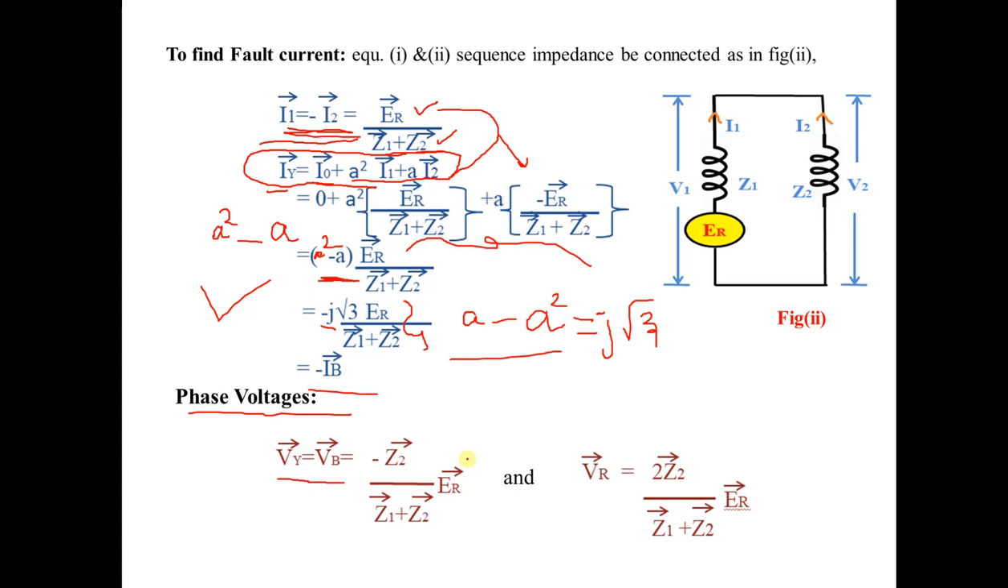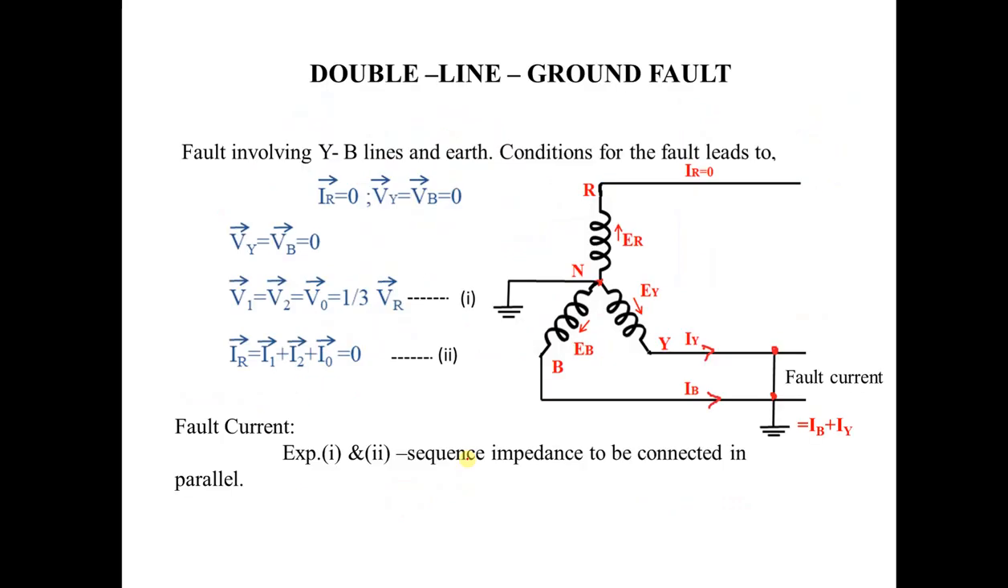From this we just derived the equation as minus Z2 by Z1 plus Z2 into ER, and VR will be equal to 2 times Z2 by Z1 plus Z2 into ER. So this is how to find line to line. Next is a double line to ground fault, which involves the Y and B lines and earth.